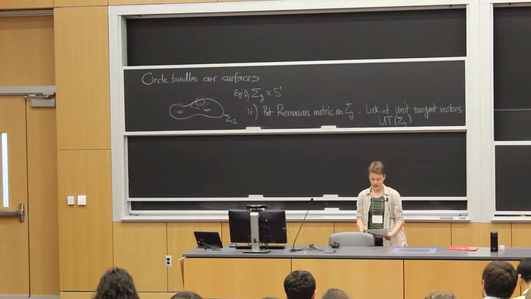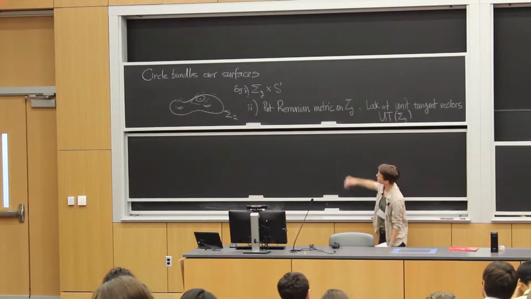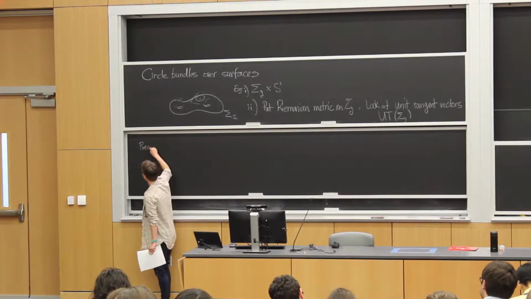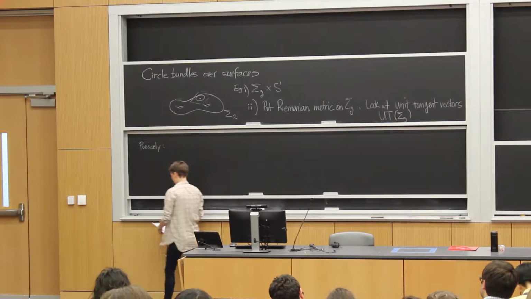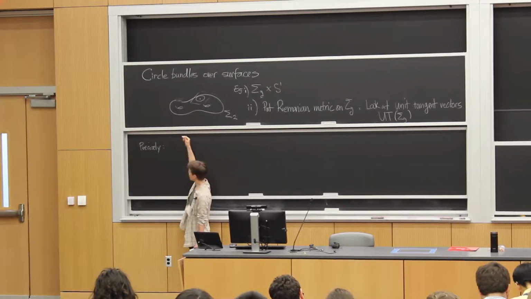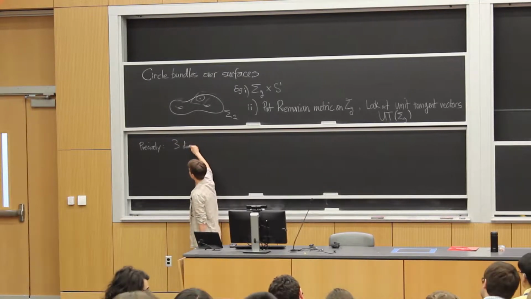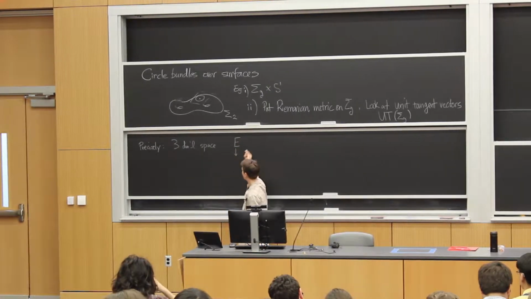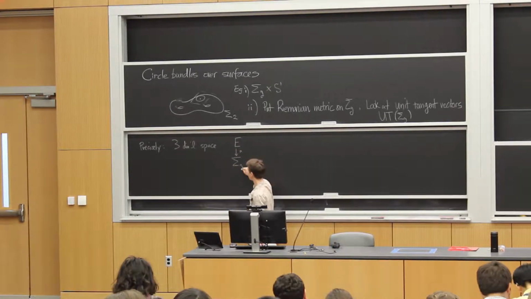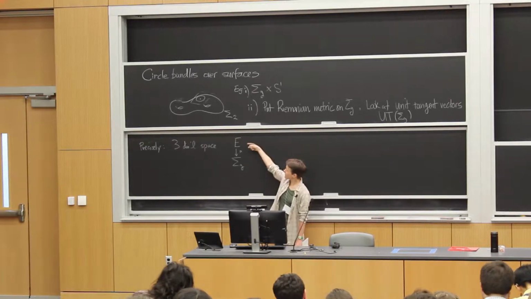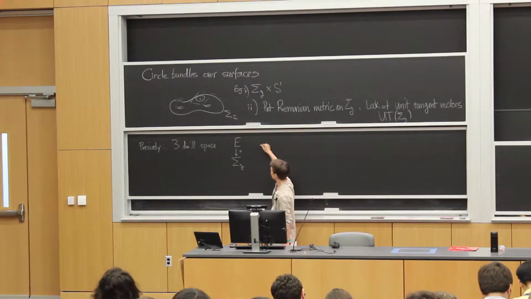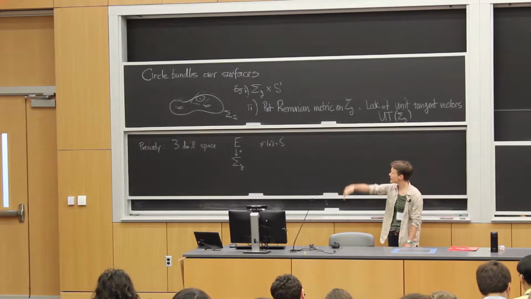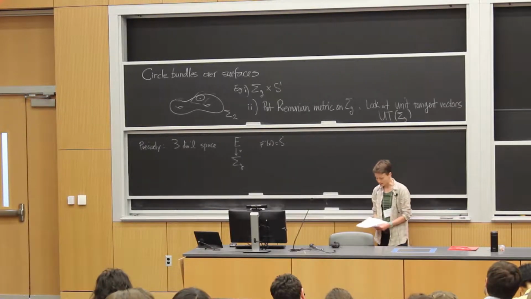And, precisely the definition of what is a circle bundle over a surface, maybe I'll just write. You have some three-dimensional space, I'll call it E, with a map to your surface, so that the fiber of this map, the preimage of any point, is a circle. And they have to be attached to the surface continuously.